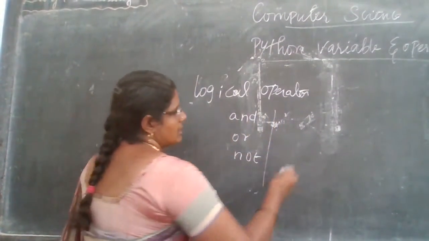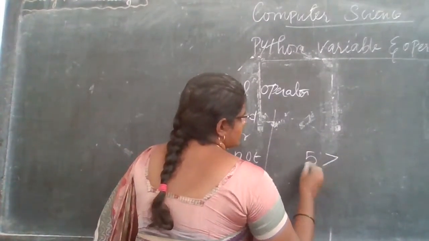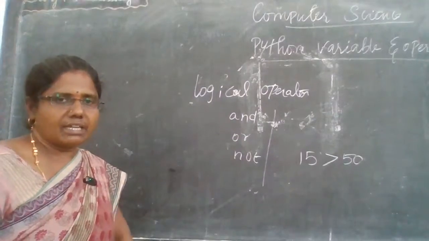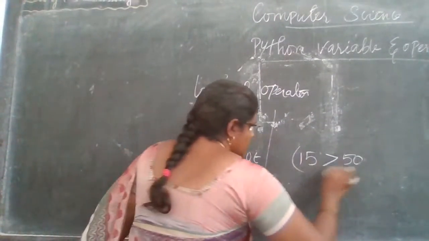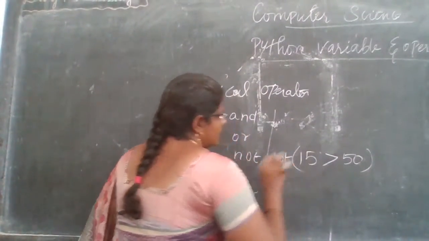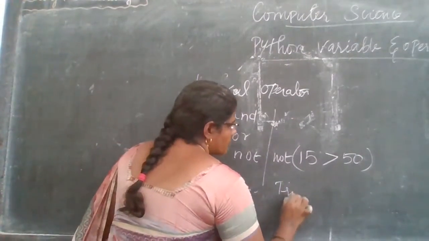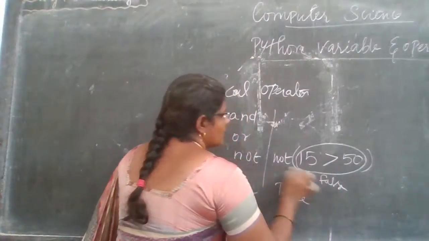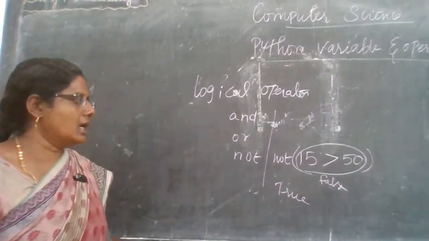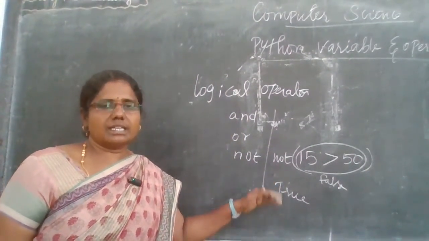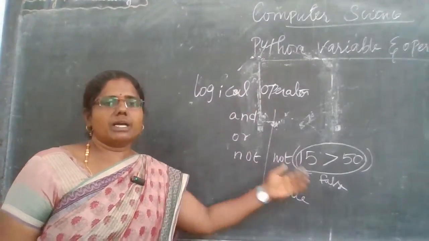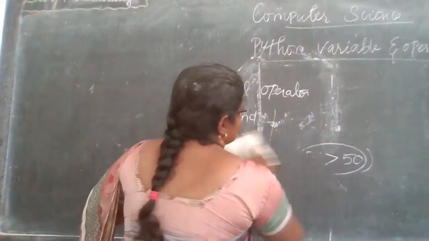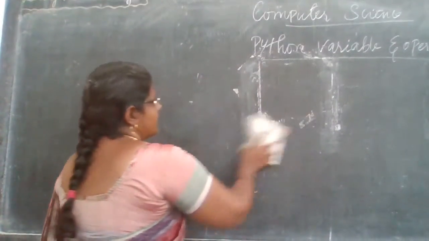For example, 5 greater than 15 greater than 50. Is it true or false? It returns the value false. In case I use the not operator here, it returns the result true. Why? Because the result is false, and not of false returns true. So the not operator reverses the result. If it is true, it changes to false. If it is false, it changes to true. Okay, that's all. These are the logical operators.